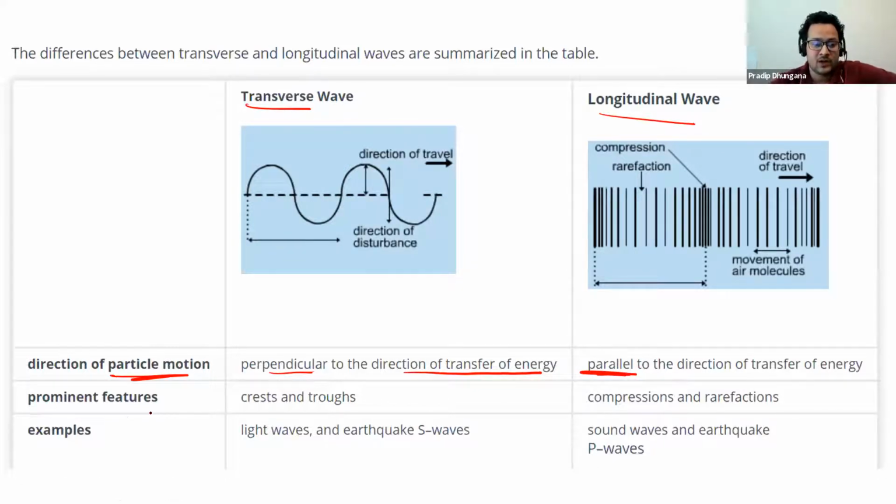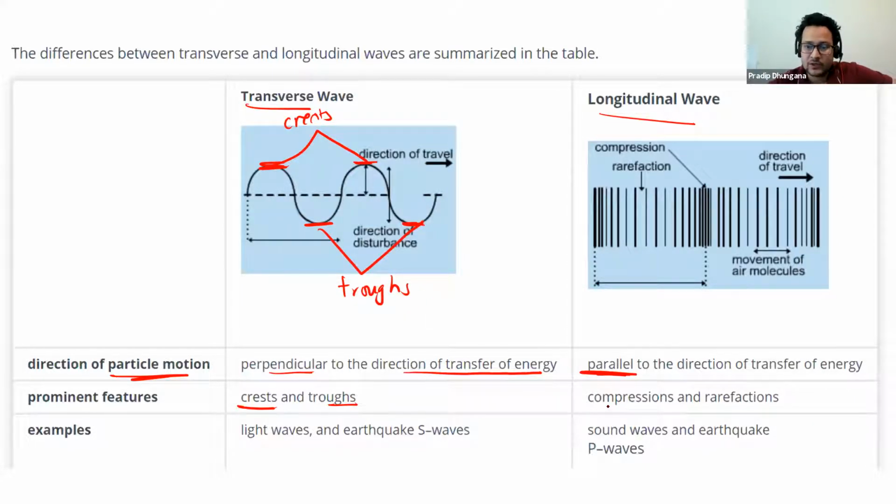And prominent feature: how do you identify transverse waves and longitudinal waves? Transverse waves have crests and troughs. So let me briefly describe what crests and troughs are. Those are crests, and troughs are like valleys. Those are troughs. The distance between two consecutive crests or consecutive troughs is also the wavelength.